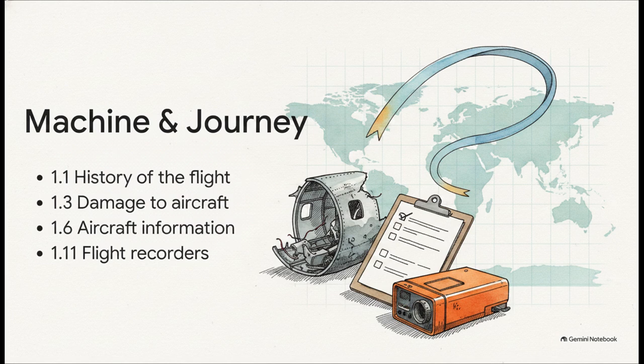So subheading 1.1 covers the history of the flight. That's everything from pre-flight prep to a full reconstruction of the flight path. Then we get into the hardware. Section 1.3 details the damage to the aircraft, 1.6 dives into aircraft information like maintenance history, and 1.11 details the recovery and condition of those crucial flight recorders. The goal here is making sure absolutely no mechanical or operational stone is left unturned.